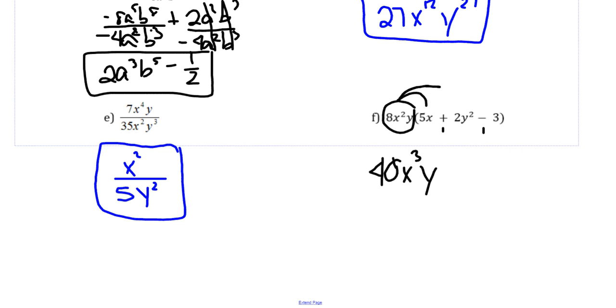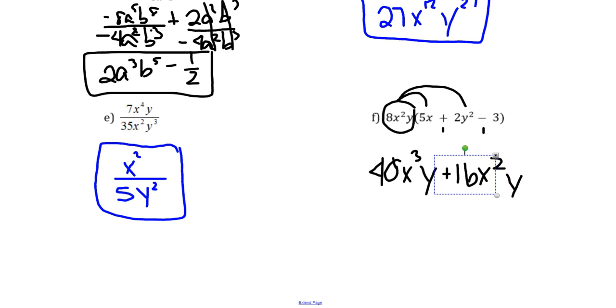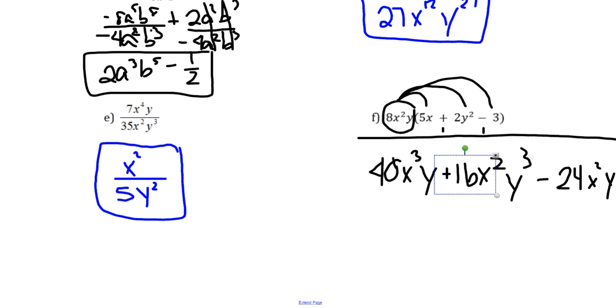And then I'm going to distribute to the second term here. So my coefficients, 8 times 2 gives me 16 times x squared times y to the third when we add those exponents together. And then finally to the third term here, so we're going to have a minus 24 x squared y. So there's my whole product.